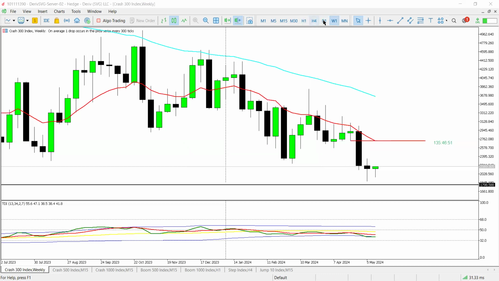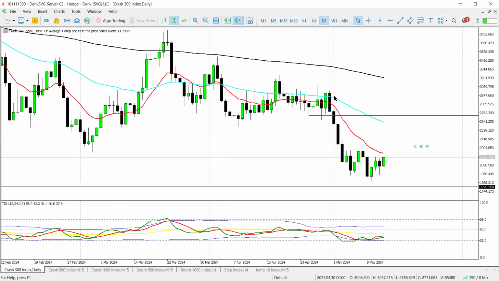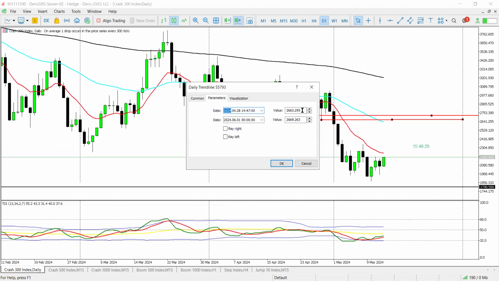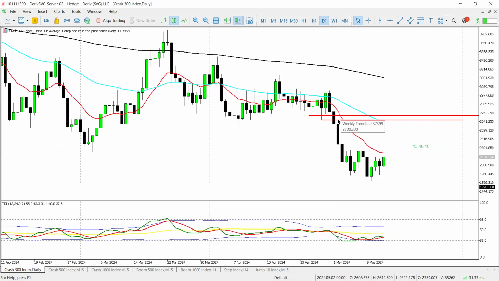Then we jump to the daily. You see the weekly level we have there, we're just going to adjust it, or let's rather have just two levels. So we've got 27.20 and we've got 26.60. Okay, so these are the two points of interest where price can potentially retrace to.